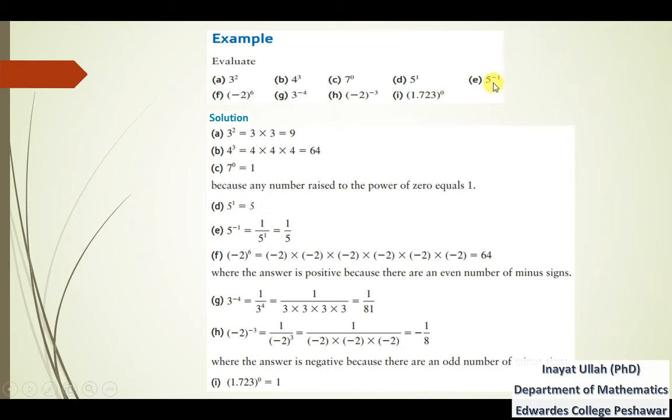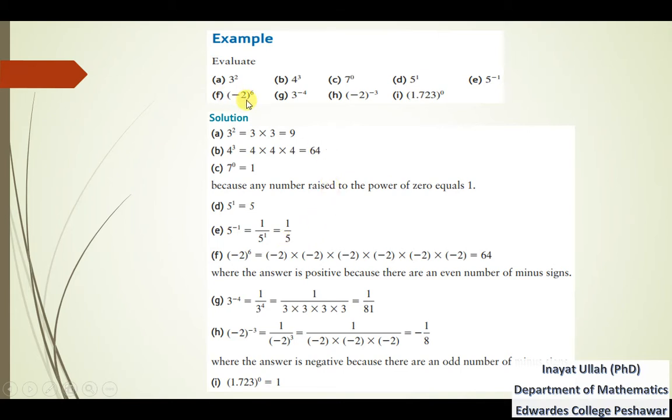And 5 power minus 1. The power of 5 is negative, so shift it towards the denominator, so that will become positive. 1 by 5 power 1, and 5 power 1 is 5.